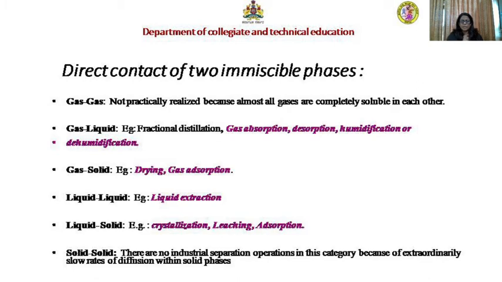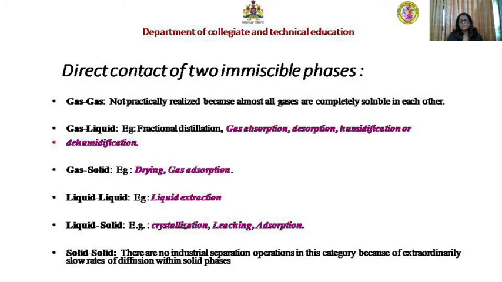Which includes the important operations like distillation, absorption, desorption, humidification, dehumidification. So we will see a brief understanding of these operations in the next slide. So coming to gas to solid category, we have operations of drying and gas adsorption. Then under liquid to liquid category, we have one operation, that is liquid extraction. Liquid to solid category has three important operations, that is crystallization, leaching and adsorption.